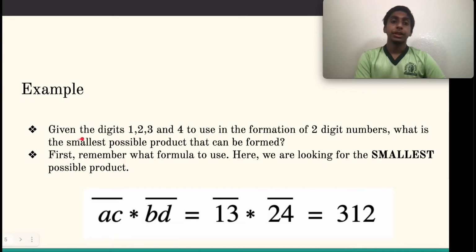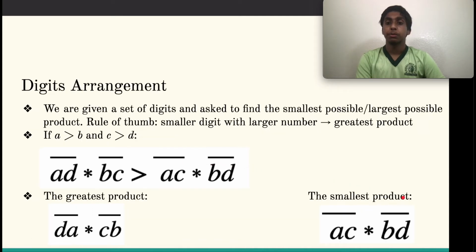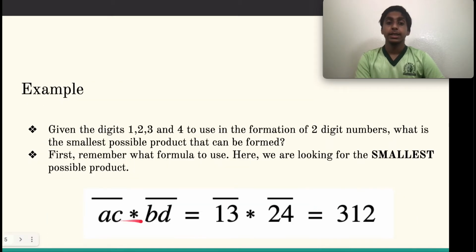Okay, so if we're given the digits 1, 2, 3, and 4 to use in the formation of two-digit numbers, this is a general problem you're going to get. They'll give you a bunch of digits and say form this many digit numbers, and ask for the smallest possible product, or maybe the biggest product that can be formed. First we need to learn what formula to use, and here we're looking for the smallest possible product, and that was AC times BD. So that's the formula we're going to use: AC times BD.